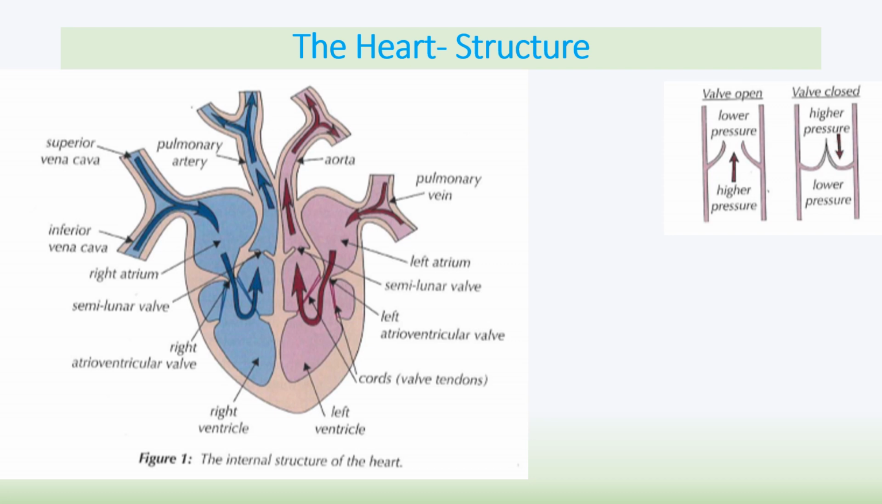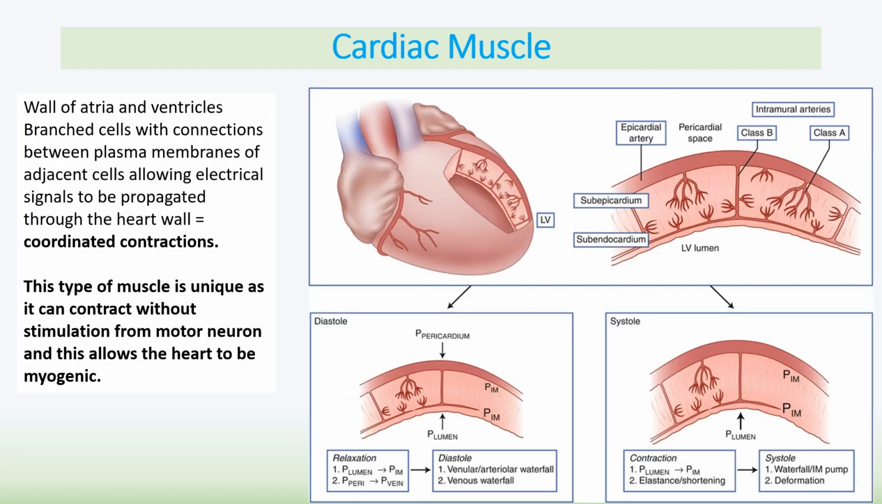stop backflow of blood. So the muscle in the heart is called cardiac muscle, and the wall of the atria and ventricles have branched cells and connections between plasma membranes, allowing electrical signals to propagate across the cell. This is allowing coordinated contractions. This type of muscle is unique in the heart. It can contract without stimulation. The heart is myogenic, so it doesn't need to be stimulated from motor neurones. So your brain, whilst it can control the heart and speed it up or slow it down, doesn't create the 70 beats per minute on average.